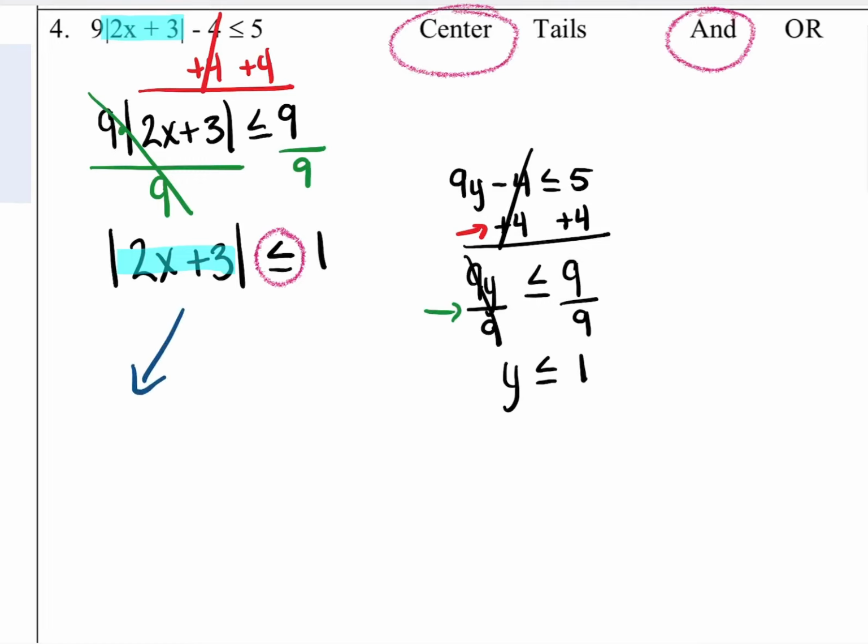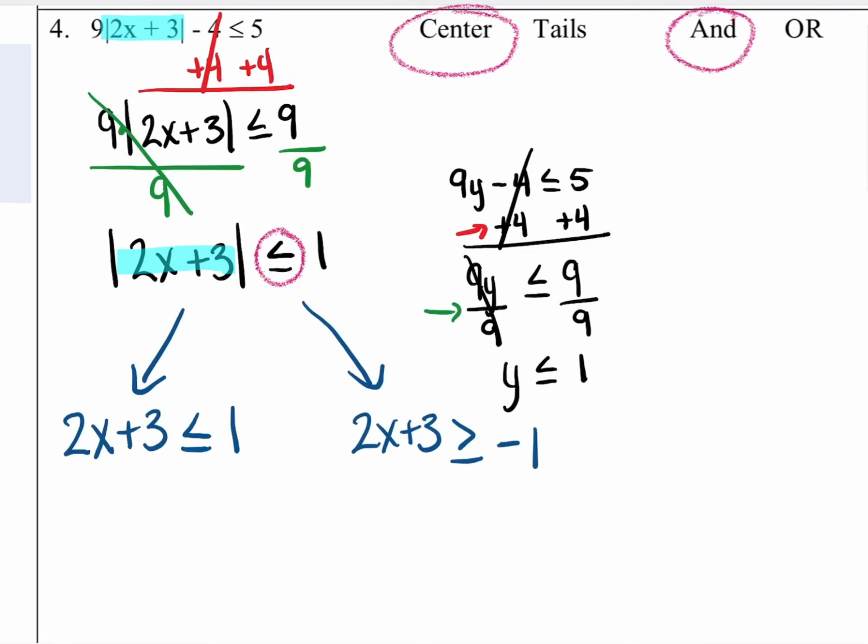At this point, now we know we can split. So remember, the first one is just copy and paste, but drop those absolute value bars. And our next one is going to be 2x plus 3 is greater than or equal to negative 1. Remember, two things have to change here: my inequality sign and my negative sign. Now this whole problem is basically like a two-step inside of a two-step. We had to add the 4, divide by 9.